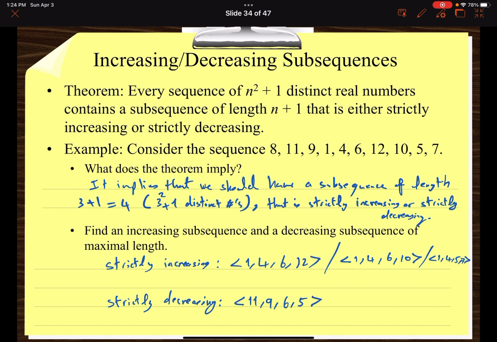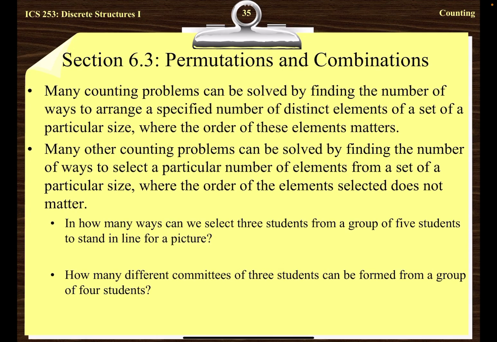Okay? Alright. So let's move on now to chapter 3 where we look at permutations and combinations. Now, notice here that many counting problems can be solved by finding the number of ways to arrange a specified number of distinct elements of a set of a particular size where the order of these elements matters.